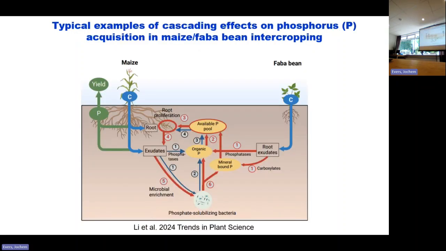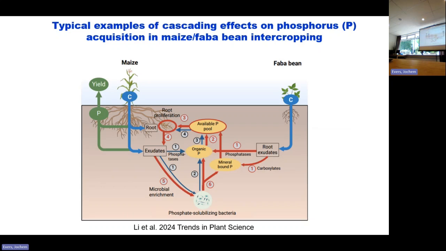So what is that? In summary of our previous studies and what I mentioned before, we can understand it like this. This is maize growing alone. The blue lines represent how the maize can use the phosphorus in the soil, by growing roots or releasing some exudates, even if less than the legume. This is the cycle of how the maize takes up nutrients.